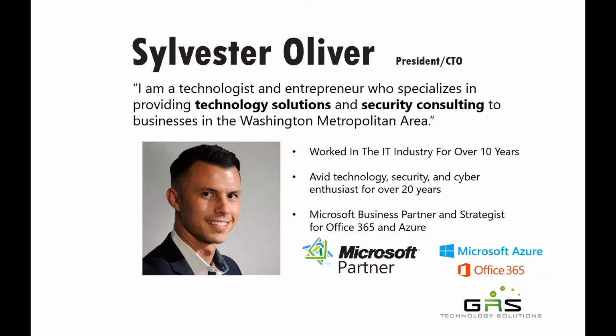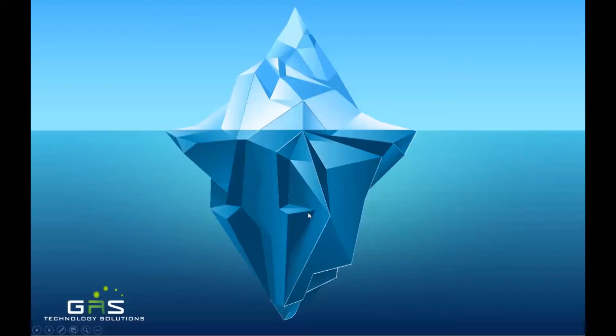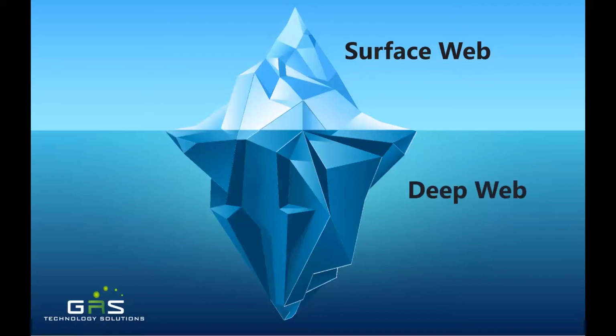So let's start with an overview of what the internet is. We can break it down into three different aspects. For one, we call the surface web the top layer of the internet. This means there's no security, no password needed to access any of these websites. About 4% of the web consists of the surface web. So this is free and open to anyone.